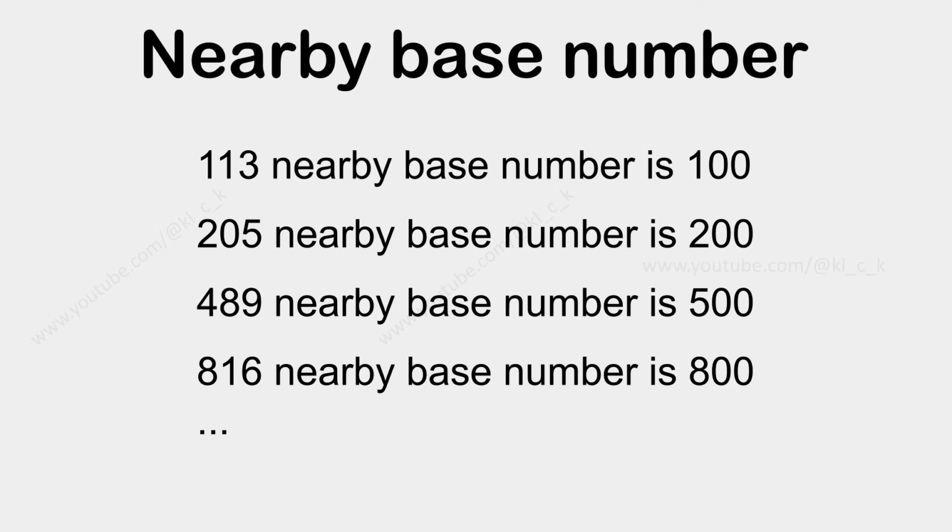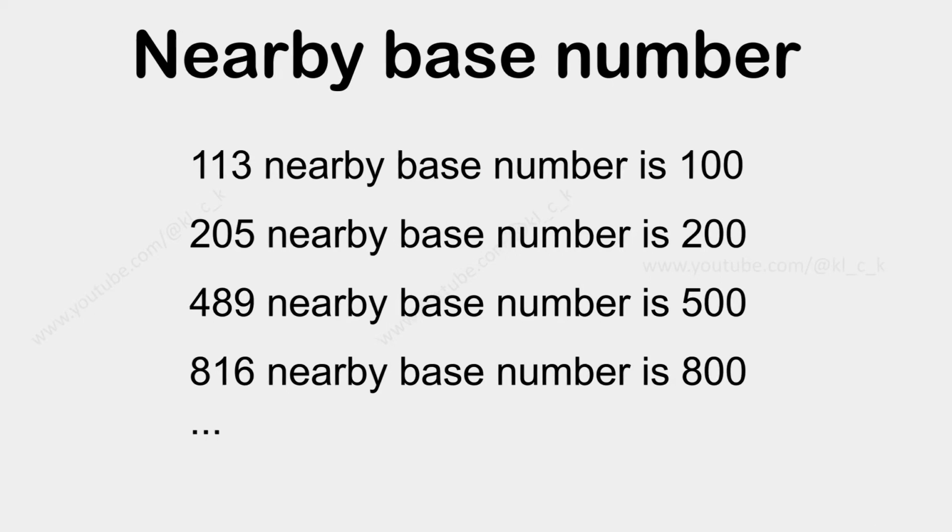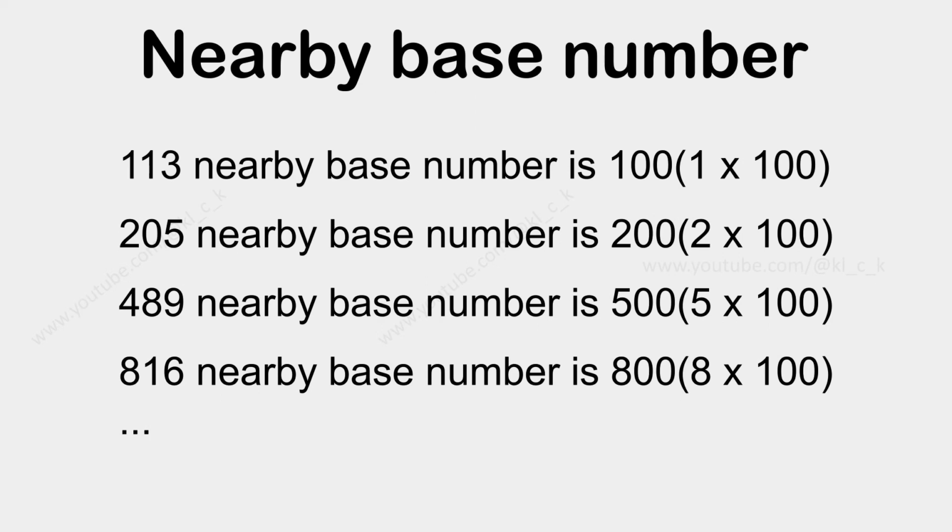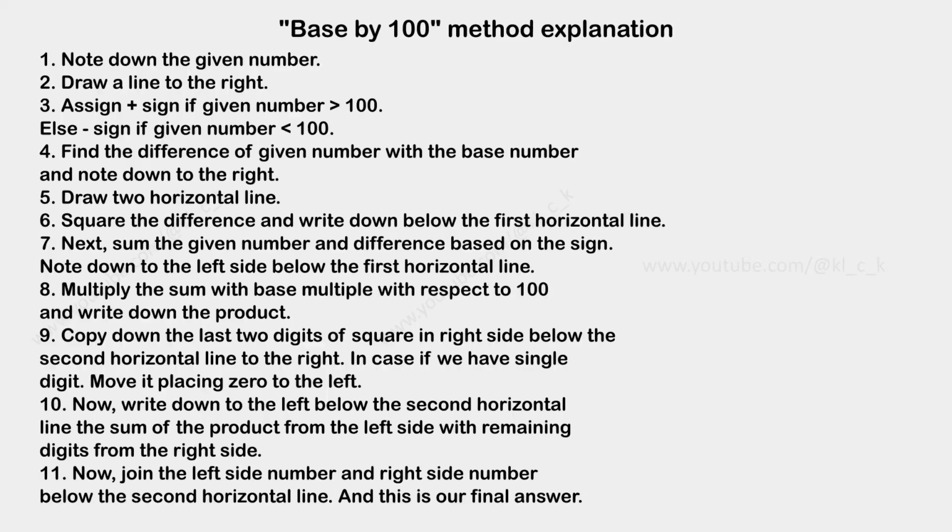Before we start, let's know what is a nearby base number. In our daily use, we call this base number as round figure, round number, and so on. For example, 113 nearby base number is 100, 205 nearby base number is 200, 489 nearby base number is 500, and so on. In the next slide, we can see all nearby base number are multiples of 100. Here we can see 100 is 1 into 100, 200 is 2 into 100, 500 is 5 into 100, and so on. And now let's start learning this base by 100 method.